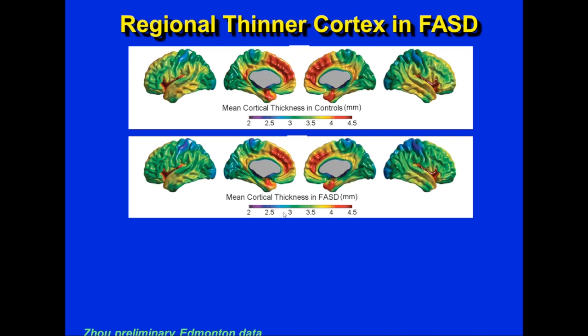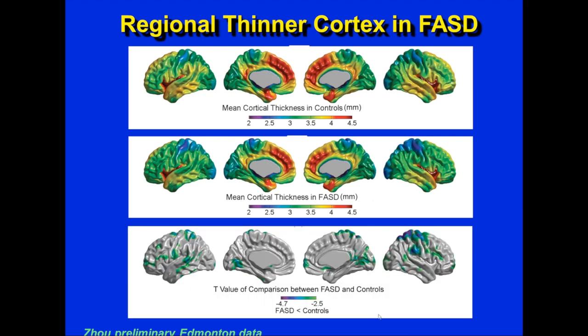Okay. If you do statistics on your two groups, then what you notice is the areas that are green and blue here below are the areas that are significantly thinner in FASD than controls for the cortex. And you can see that there's a lot of areas in the motor, supplementary motor areas. We have some scattered areas in the visual cortex, and we have some areas in the temporal lobe as well as the frontal lobe. Okay?